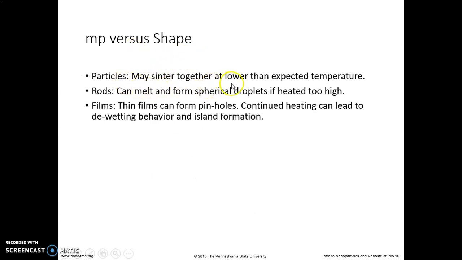Melting point also depends on shape. Particles may sinter together at lower than the expected temperature. Rods can melt and form spherical droplets if heated too high. We already saw this naturally. Thin films can form pinholes. Continued heating can lead to de-wetting behavior and island formation.